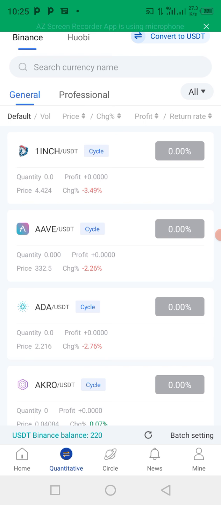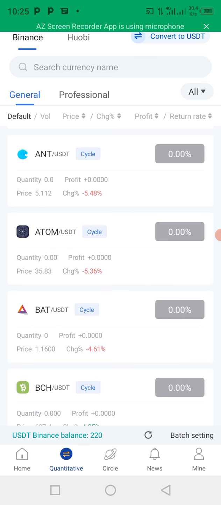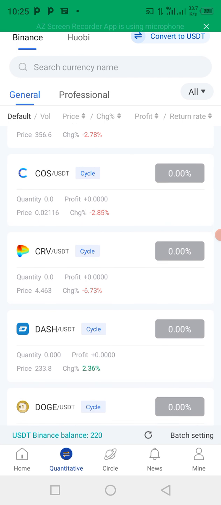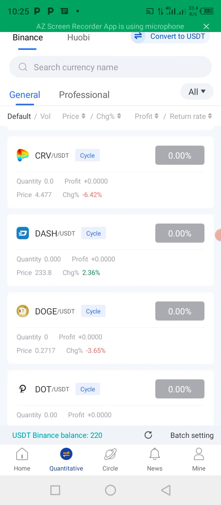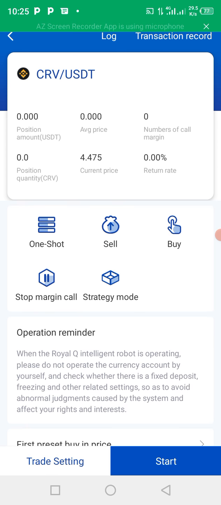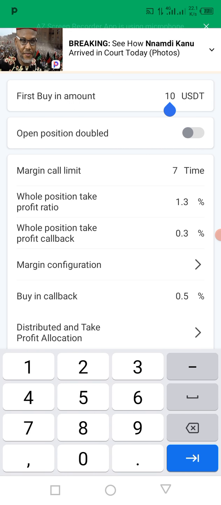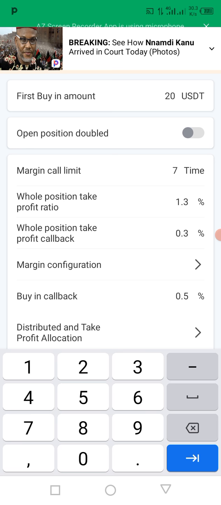Now, assuming the signal you receive, like the signal we are already trading, is CRV trading with the USDT you have in your Binance. So you just click CRV. When you click CRV, this page will open. You go to trade setting, you click on trade setting, then you see where they put first buy in amount, 10 USDT. You can actually increase this to $20.